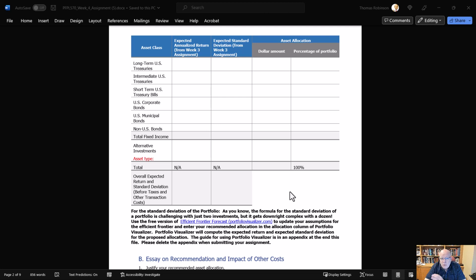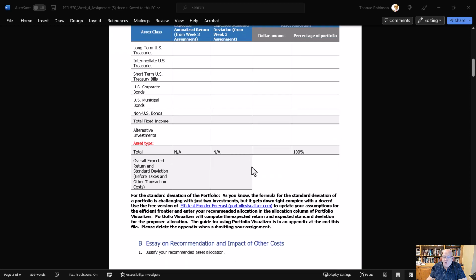So you'll enter the expected return, the expected standard deviation, and the percentage allocated to each asset class. And then Portfolio Visualizer will calculate for you not just the efficient frontier once again, but they will also calculate for you the expected return and the expected standard deviation of the overall portfolio.